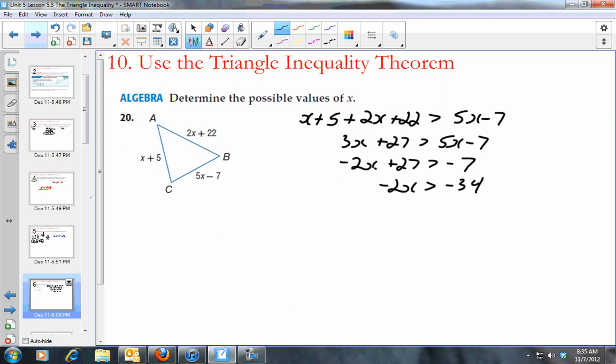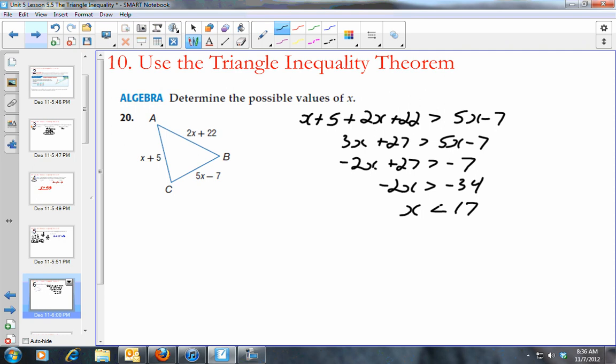Negative 34. Now, here's where it's different when you're solving an inequality. When I multiply both sides by a negative number or divide both sides by a negative number, what do I do to my inequality sign? I flip it, I change it, I reverse it. So I'll get a positive x is less than, and then negative 34 divided by negative 2. All right, so there's one condition. x has to be less than 17. Okay?